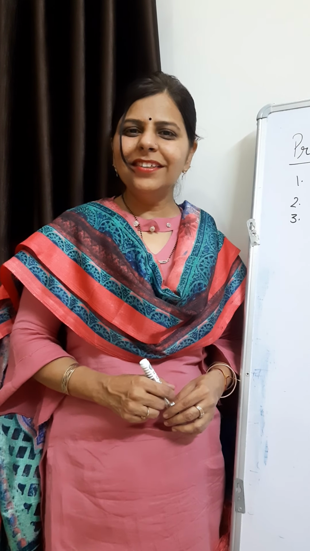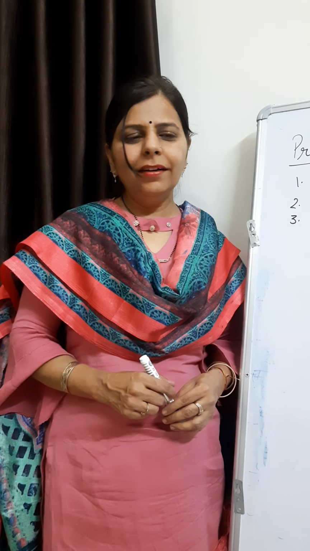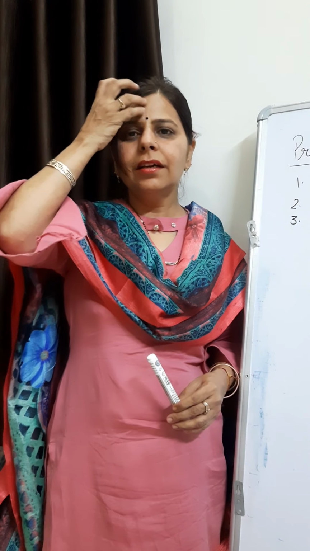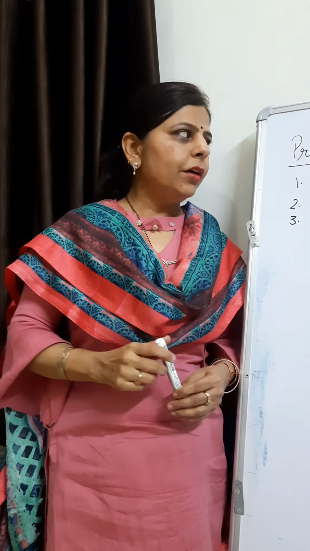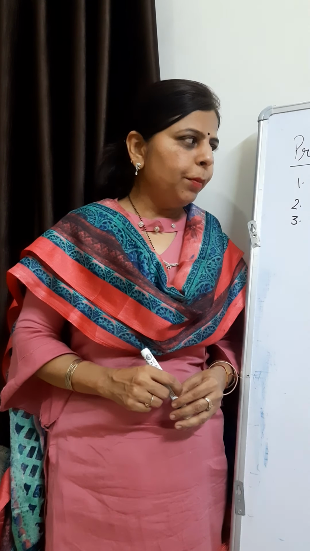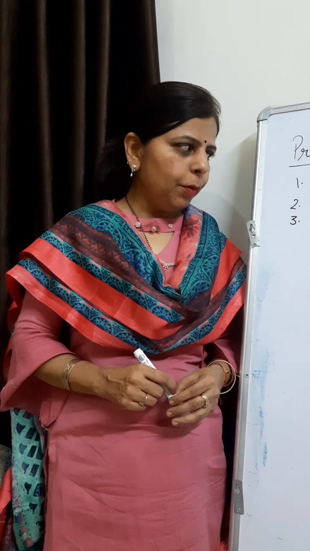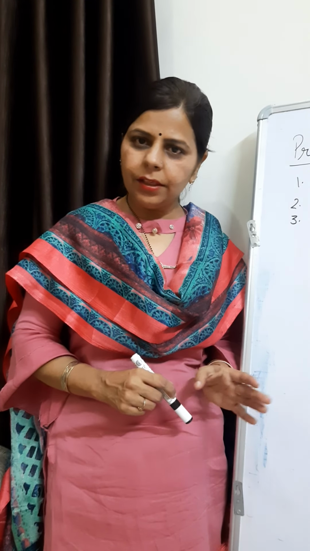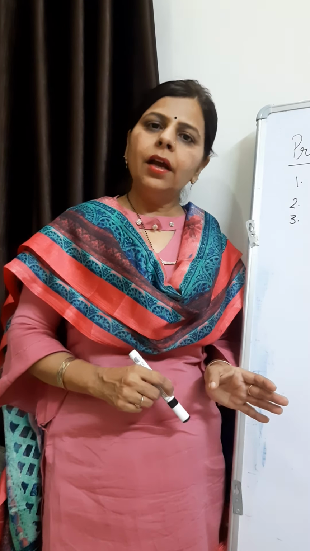Good morning, students. We have started our chapter 1, rational numbers, in the class, and we have discussed properties of rational numbers. The first property we have done is closure property, the second is commutative property, which we have done and discussed in the class, and today in this video we will do the associative property of rational numbers.